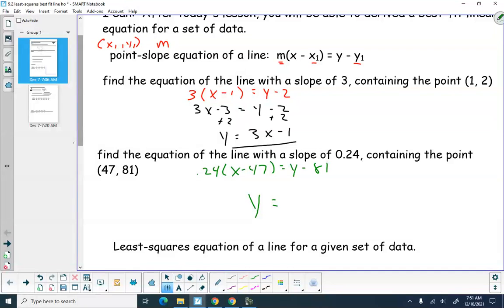AJ, what do you get for an equation? Y equals 0.24x plus 69.72. Good with that? Yes, no, maybe so.